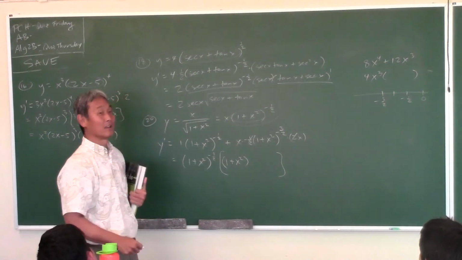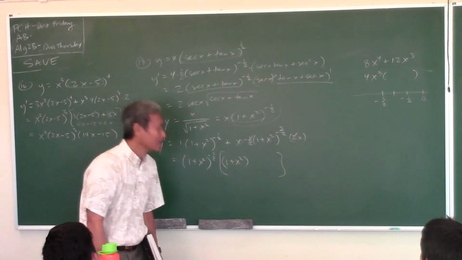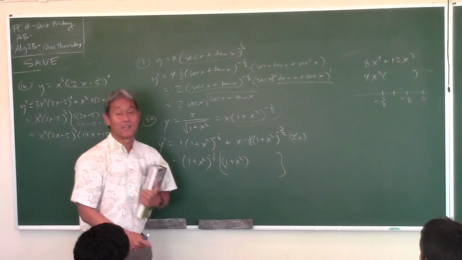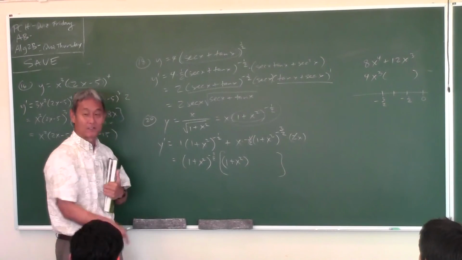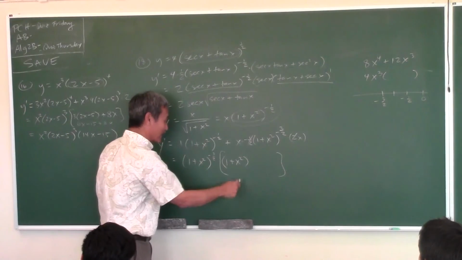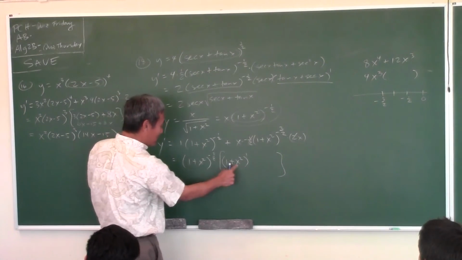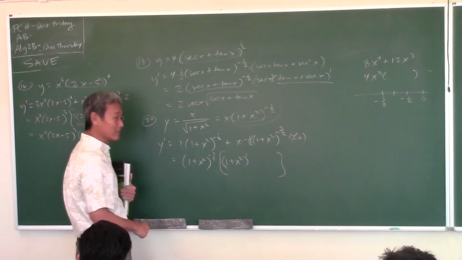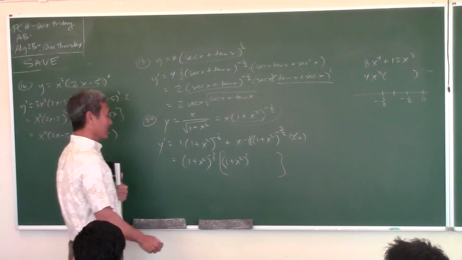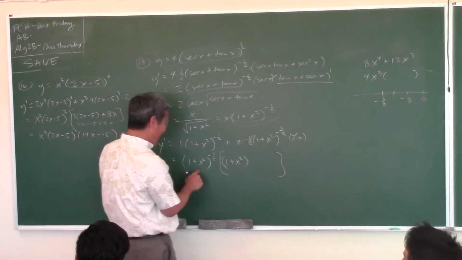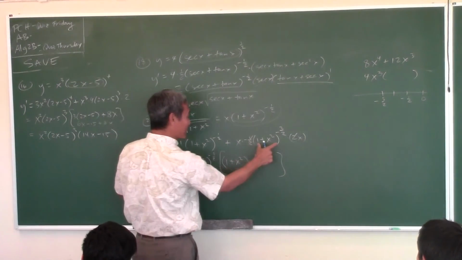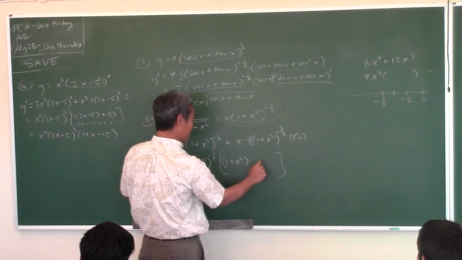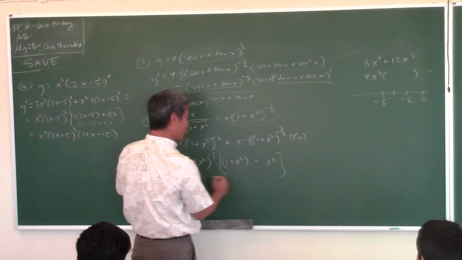And if you were in PCH last year, you should be ashamed of yourself. Why is it 1? Because when you multiply these two, you add the exponents. This plus this is going to give you that. You see, it represents that part. And then, if I factor this out from that, what's going to be left? Minus x squared, right?